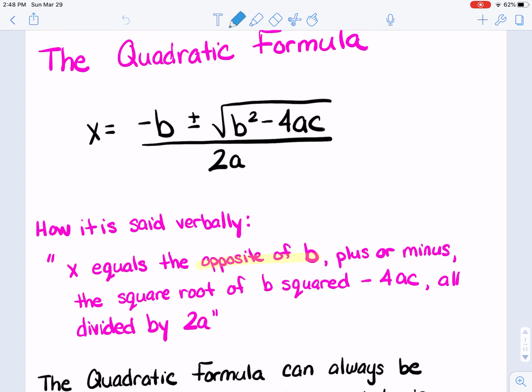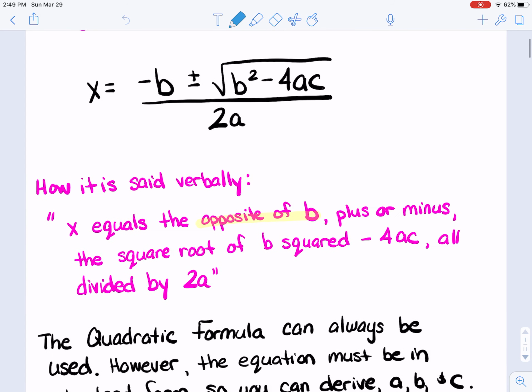So the correct way to say it out loud verbally is that x equals the opposite of b plus or minus the square root of b squared minus 4ac, all divided by 2a. Now, I highlighted the opposite of b because you don't want to say negative b, because if b ends up being negative, it actually turns around and becomes positive because the negative sign is already there. So by saying the opposite of b, if b is positive, it becomes negative. But if b is negative already, then it's going to become positive. So it's better for you to say that it's the opposite of b rather than negative b. If you get stuck up on that, it can get a little confusing.